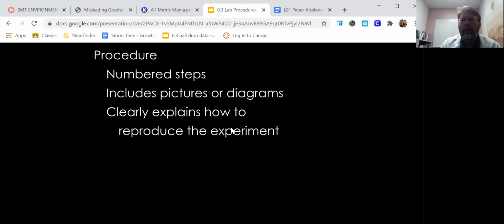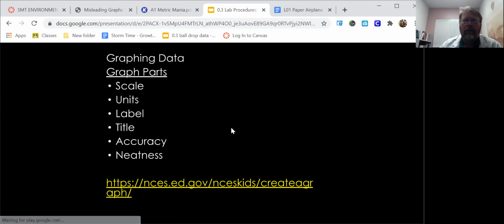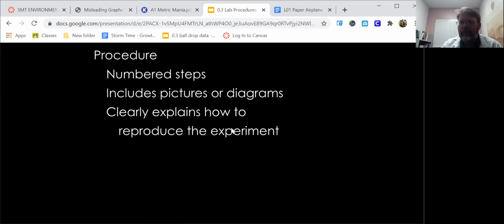Number 4, and then you're going to keep going, using words, diagrams, and pictures, until someone else can perfectly make the exact same paper airplane you have. It's very important that scientists do this, so they have an experiment that can be reproduced by other scientists and gets the same results. So that is going to be your procedure, and that's where we're going to stop. We're going to stop with the procedure and have that ready for Monday.